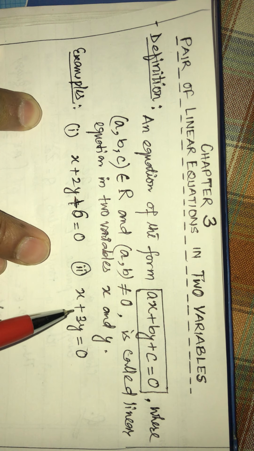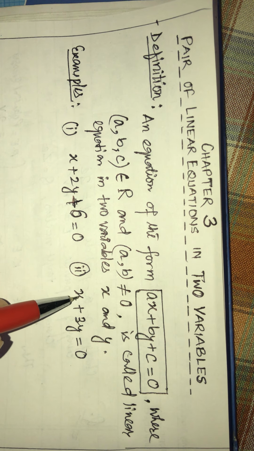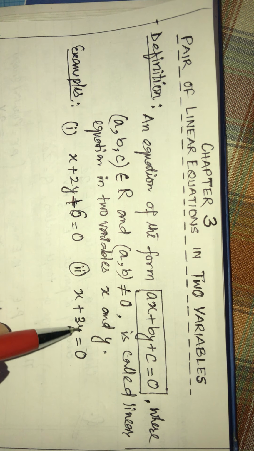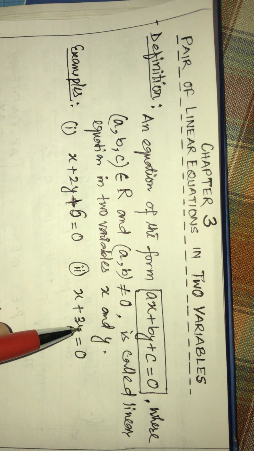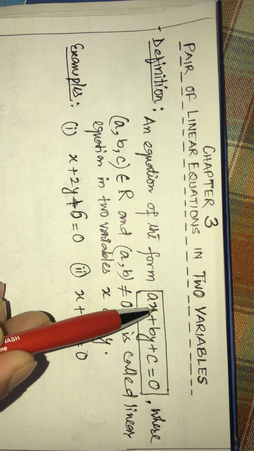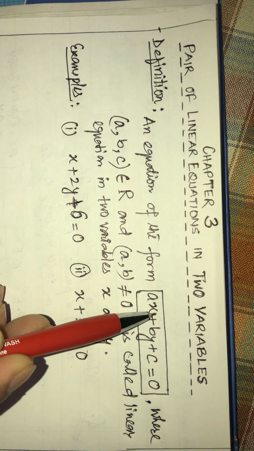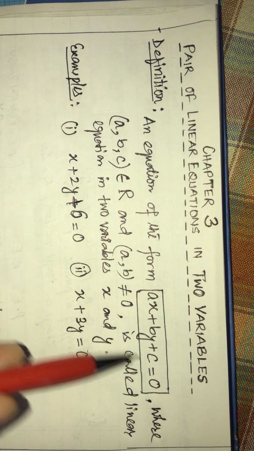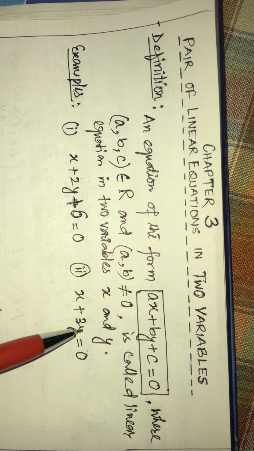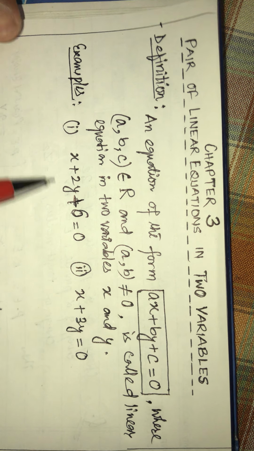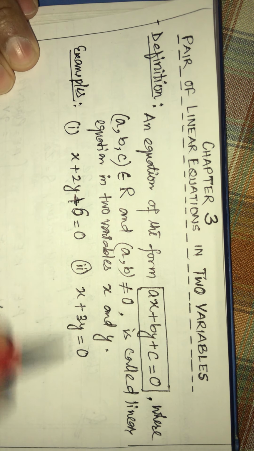Why? Because it is a linear equation in two variables: the variables are two. And why do we use the word linear? Because the degree, the power of the variable, is 1. 1 here, 1 there. Same here also: x power 1, y power 1, x power 1, y power 1. So that's why we call it a linear equation.